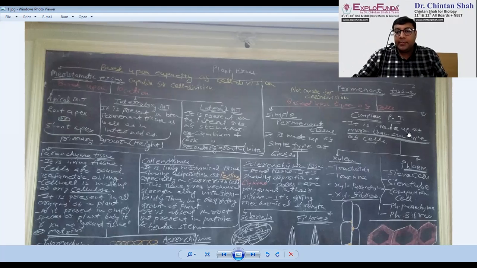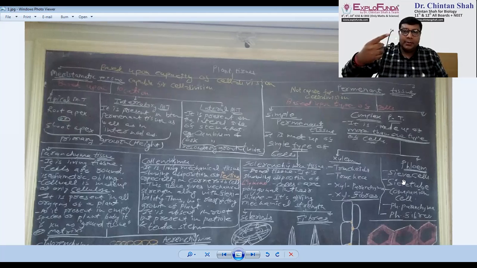As they are made up of more than one type of cell, that's why it is known as a complex permanent tissue. Phloem is made up of sieve cells and sieve tubes, so that can be said to be one type. Then companion cells, another type. Then phloem parenchyma, that is the third type, and phloem fibers, that is the fourth. So these are the four types.